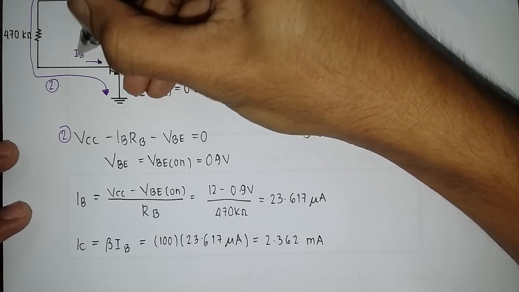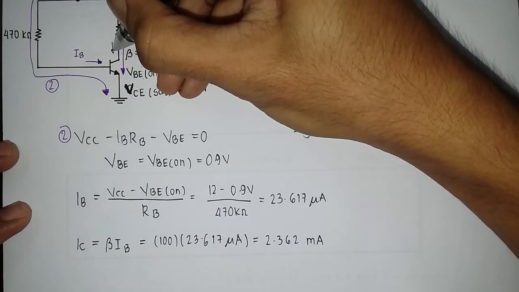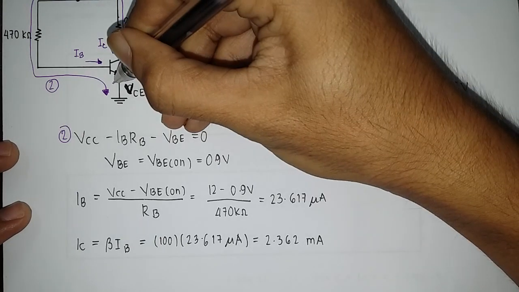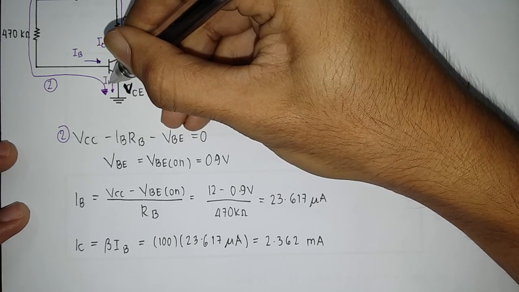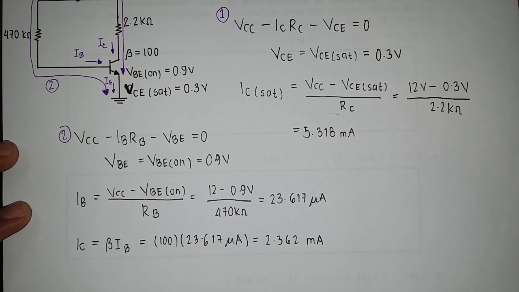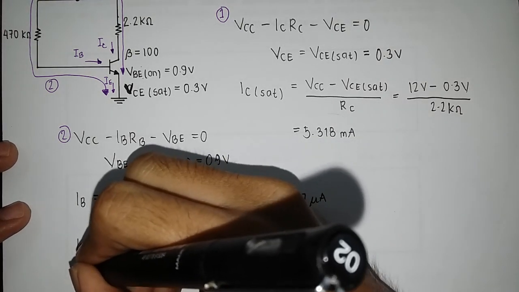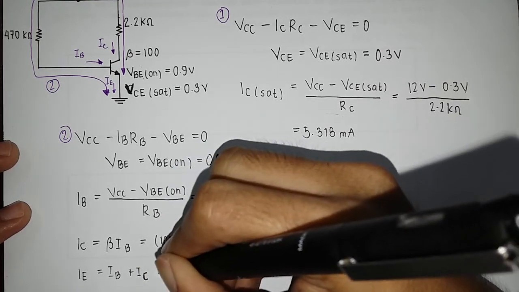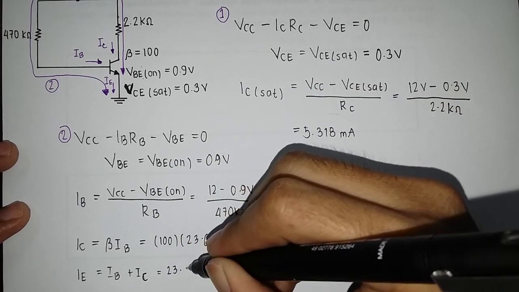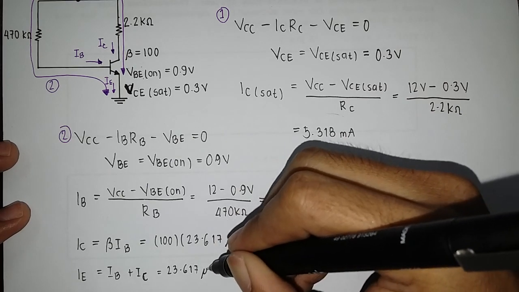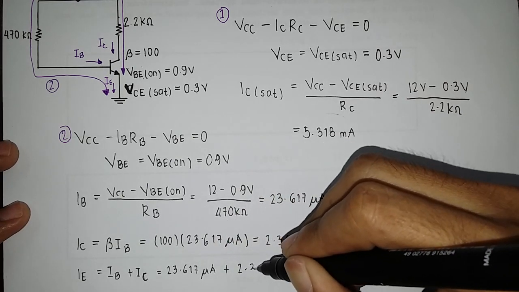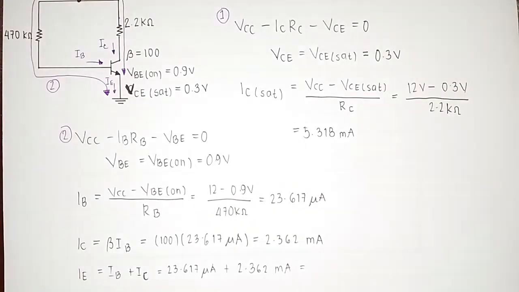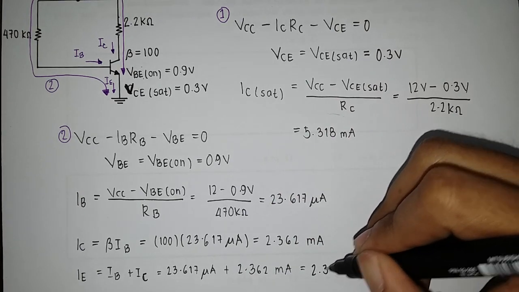And again, to get IE, okay, magki-KCL ulit tayo. Okay, ang current entering dito sa BJT is, kapag NPN transistor, ang current entering is IB and IC, while the current leaving is the emitter current. Okay, so now IE or the emitter current is equal to the sum of IB and IC. And substitute lang natin. IB is 23.617 microamperes plus the IC which is 2.362 milliamperes. So makukuha natin sa IE is 2.385 milliamperes.